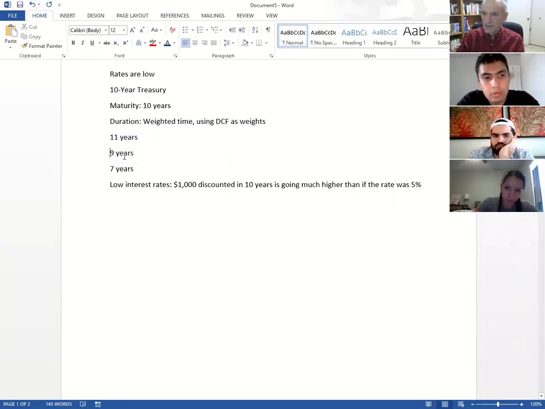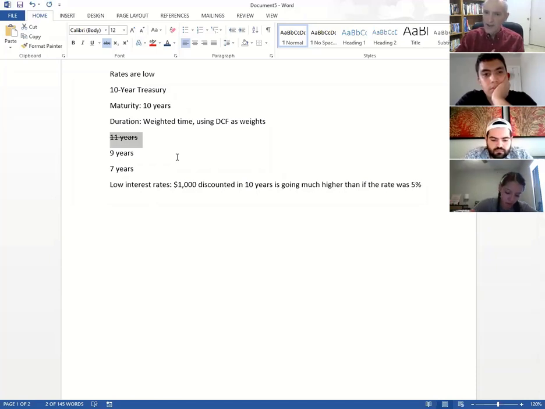If we're taking a 6 months discounted cash flow multiplied by 0.5 and a 1 year by 1, and we're adding them all up to get that weighted average cash to maturity, which of these two can you kick out? You can definitely kick out 11 years. Why? It's impossible for duration to be longer than maturity, right?